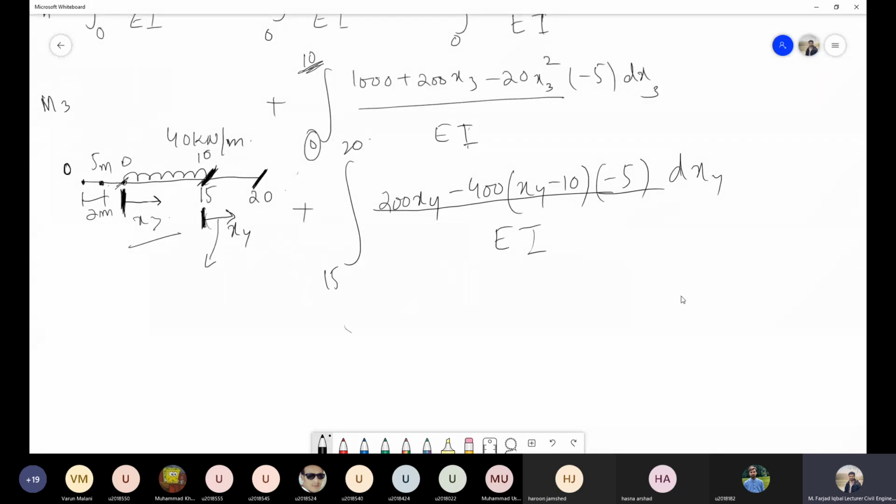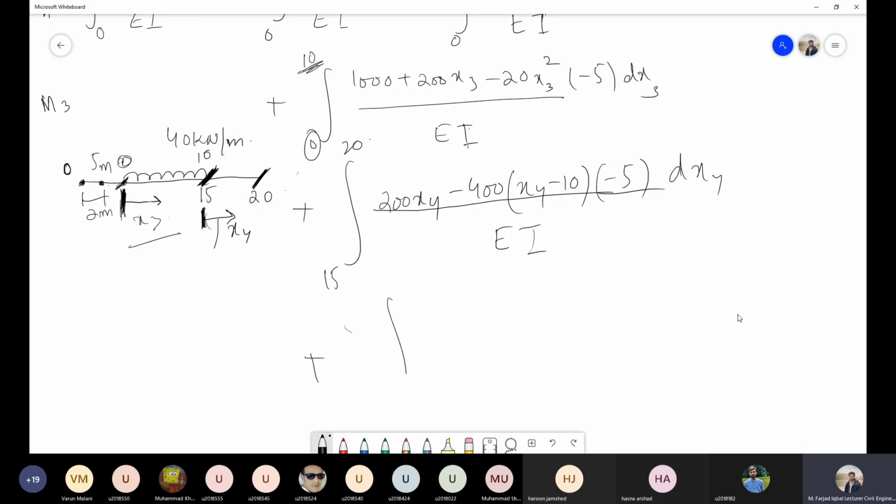If you take this point as a reference, then you should take the limit separately for each section. For example, for x4 we took this point as the reference, so our limits will be 15 to 20. But for x3 we are taking directly from the start of the load, so this is the starting point of the section and our limits will be 0 to 10, because we write our equation of moment according to this one. So you can try both methods.